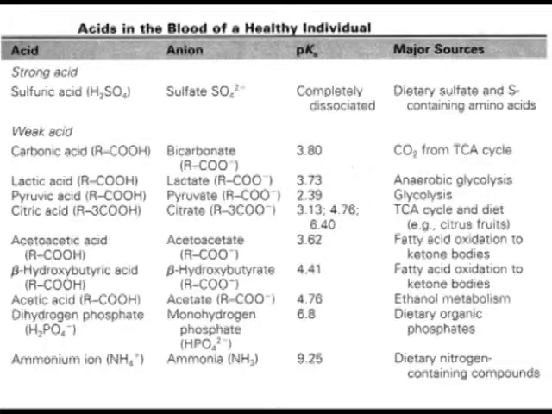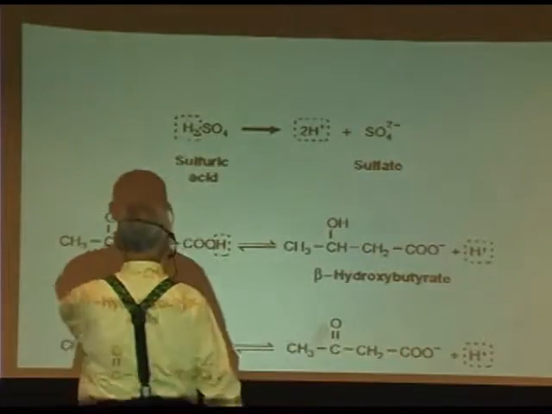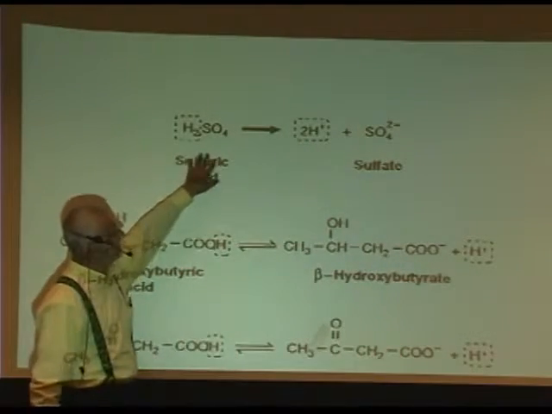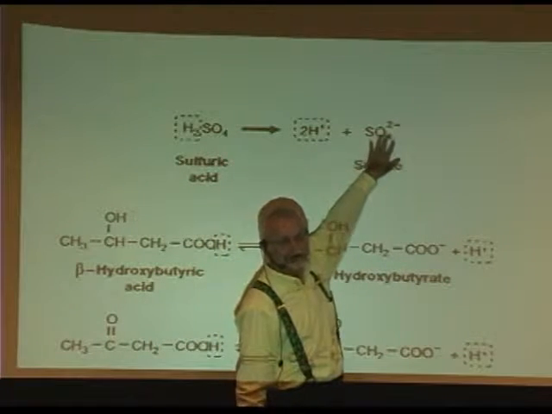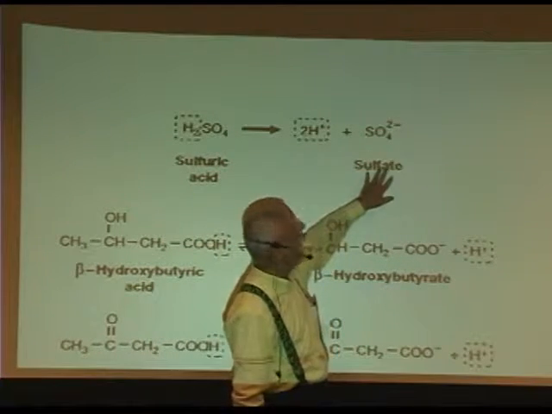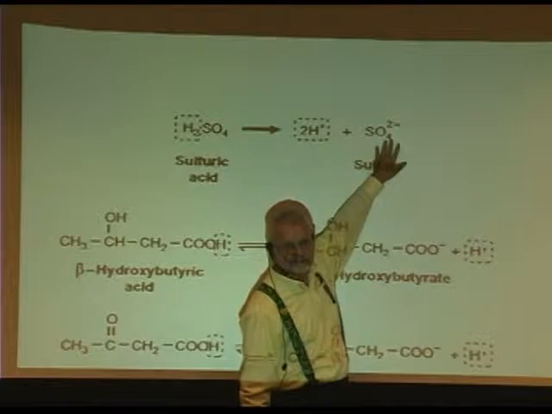Well, I'm going to show you some. I'm jumping ahead here a little bit so I can show you some pictures of that, just so you'll have something visual. Here's sulfuric acid. -ic. It dissociates into 2 protons and the sulfate ion. That's -ate. We call this the salt of the acid, or the conjugate base.